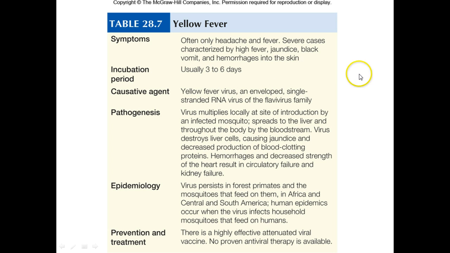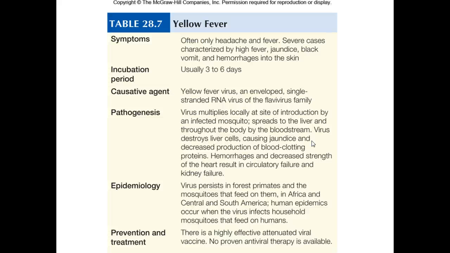And one of the reasons why it's called yellow fever is that the virus can spread to the liver, but it also can affect the red blood cells. And because it affects the liver, it can't process the bilirubin, which is what causes the yellow pigmentation. So that's why it's called yellow fever.